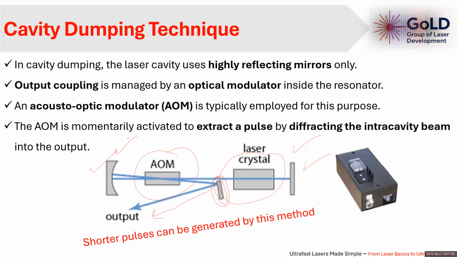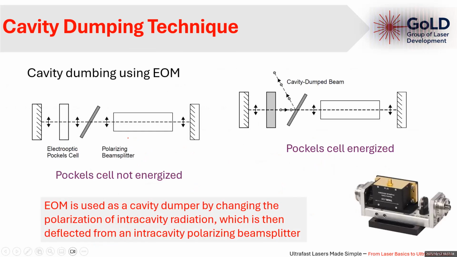Here you see, the previous one was with the acousto-optic modulator, and this one is with the electro-optic modulator. In an electro-optic modulator, you always use polarizers. Okay, and both these devices can be used for the cavity dumping technique. But in cavity dumping, both the mirrors are fully reflective. We have to introduce another mirror in the cavity to extract the light.